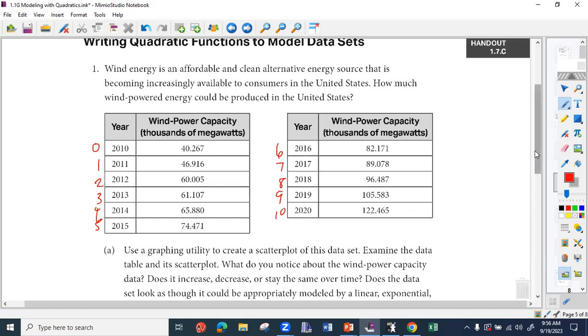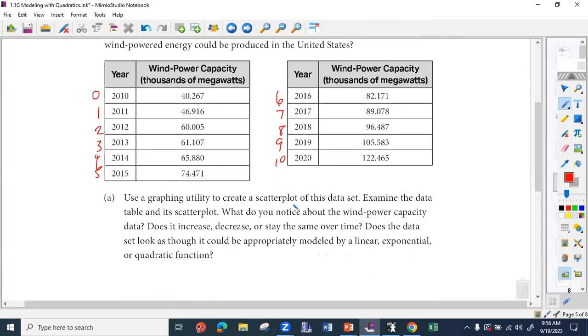Okay, so it says here, use a graphing utility to create a scatter plot of the data. Examine the data table and scatter plot. What do you notice about the wind power capacity? Does it increase, decrease? Does the data look like it's going to be a linear, exponential, or quadratic model?